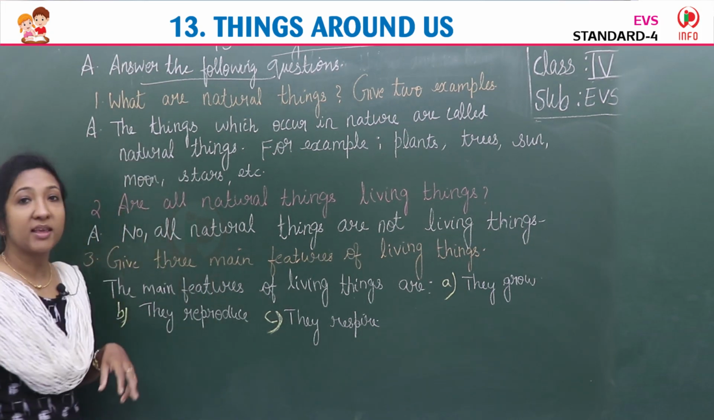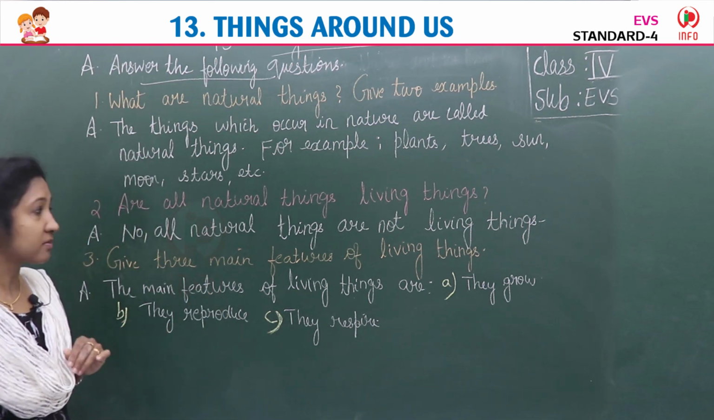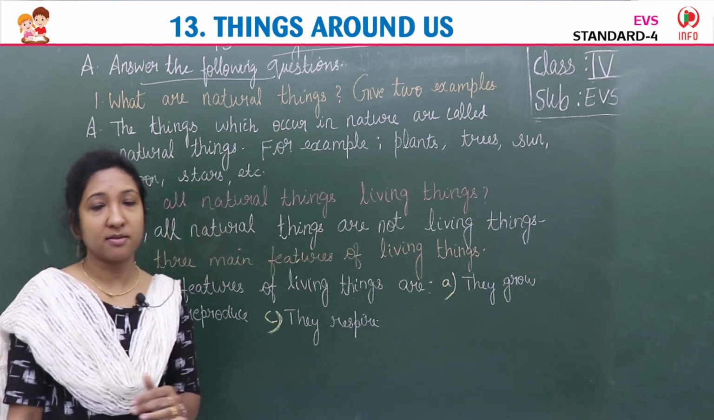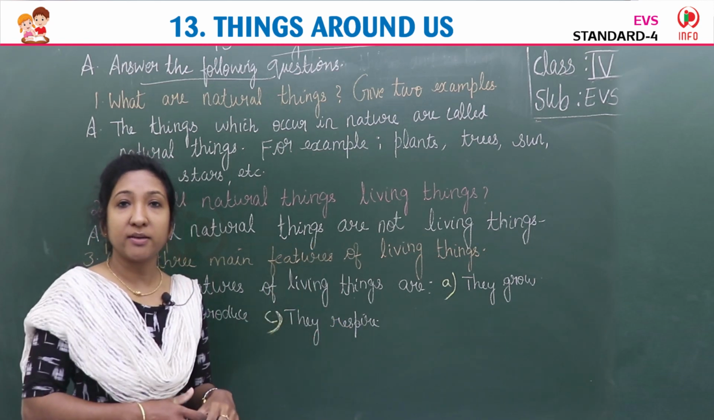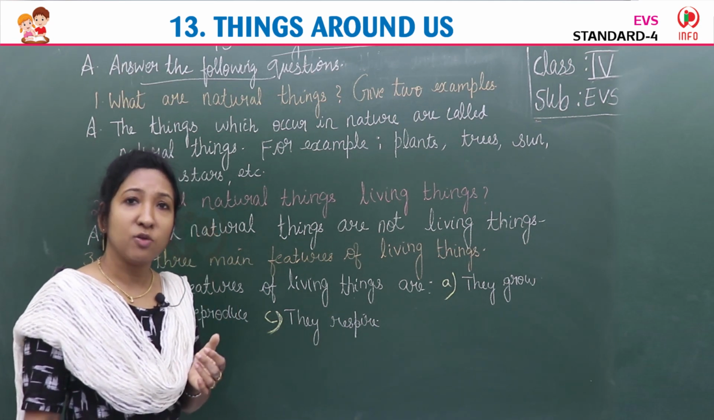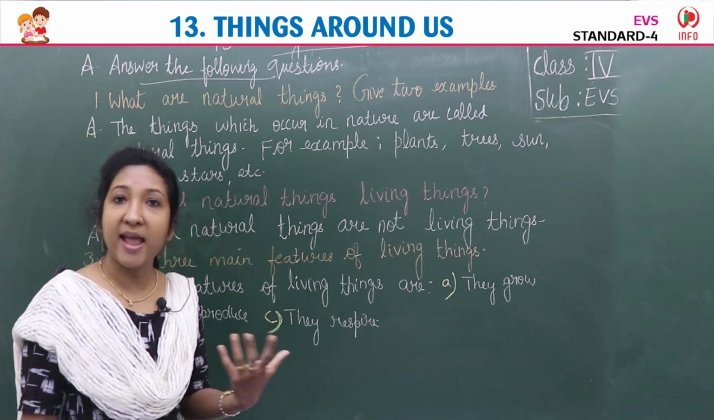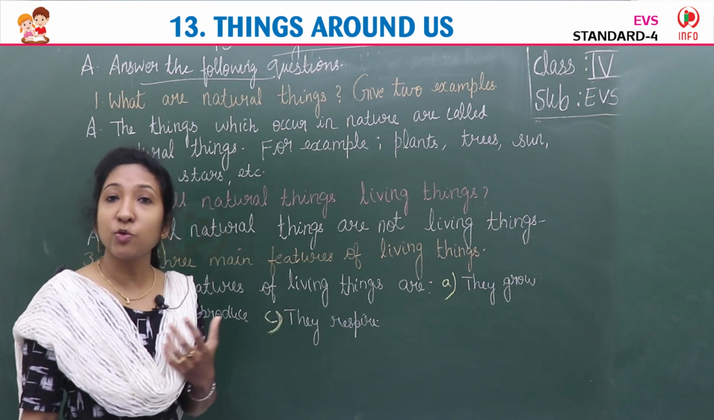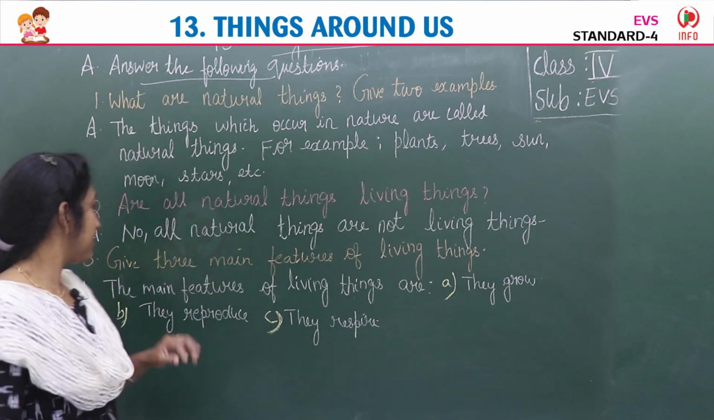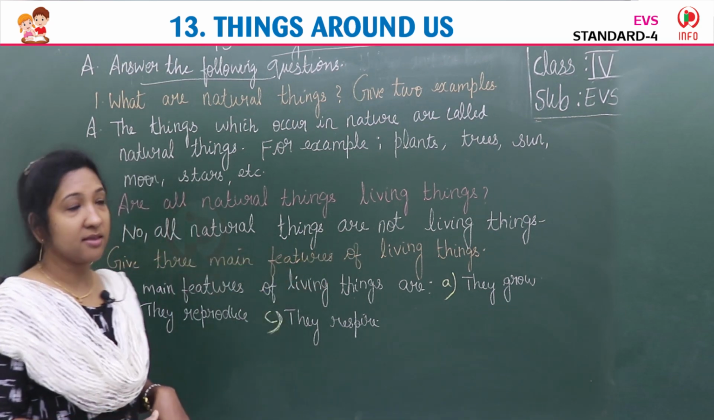Okay, now coming to the second question. Can you read the second question, children? Yes, come on, read. The second question is, are all natural things living things? There are natural things in the world, you know, plants, trees, sun, moon, stars. Are they all living things? No, isn't it? There are non-living things also in that. Plants and trees are natural things, they are living. But what about sun, moon and stars? They are natural things, but they are not living things. So the answer is no, comma, all natural things are not living things.